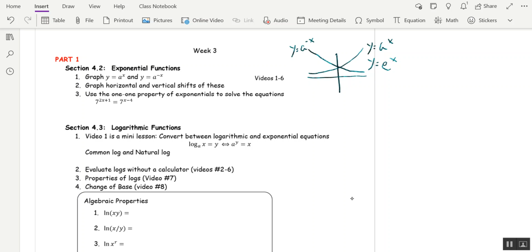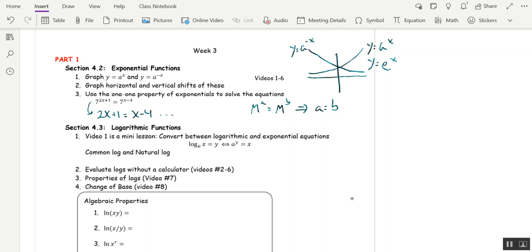and then solve some simple equations using the one-to-one properties of exponentials. Now, there are no videos about this in the video lessons, but there are some videos attached to each homework problem. The one-to-one property says that if you have the same base, like 7 to the 2x plus 1 equals 7 to the x minus 4, so if m to the a equals m to the b, then a equals b. If the bases are the same, you can just set the exponents equal. So you would solve this by setting 2x plus 1 equal to x minus 4, and then solving that.